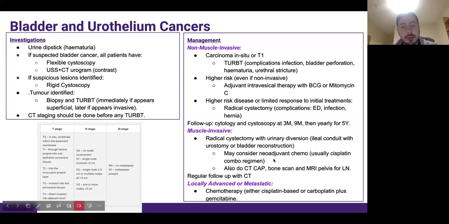With muscle invasive disease, often what's done before this big surgical procedure is that you're given neoadjuvant chemo, and that's to try and reduce the burden of the muscle invasive cancer as much as possible.